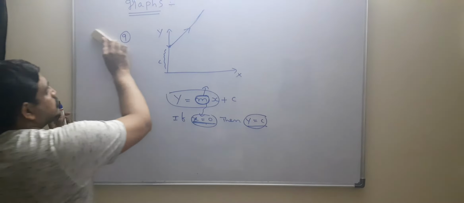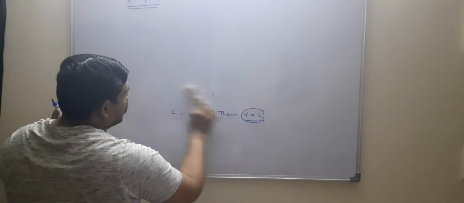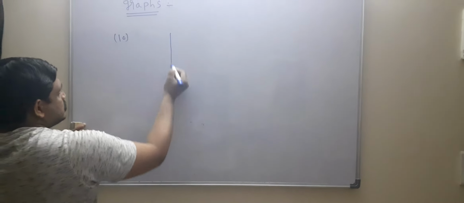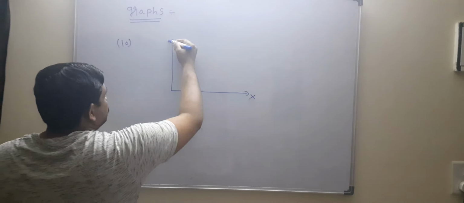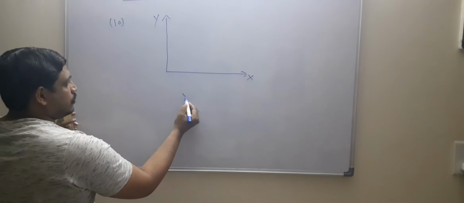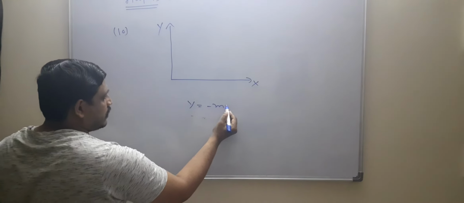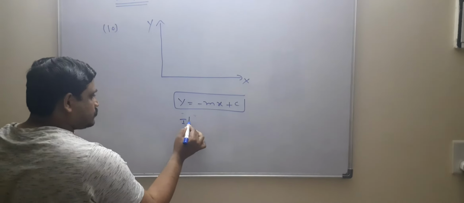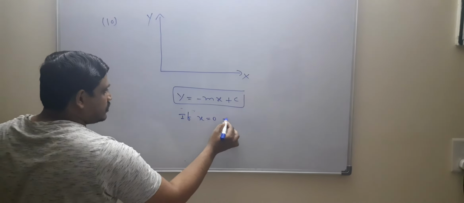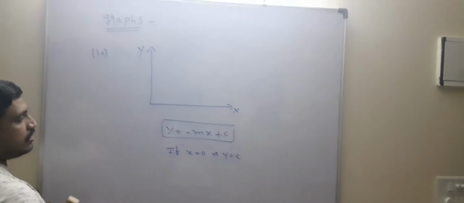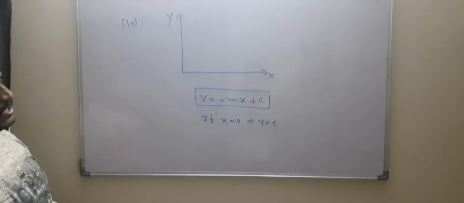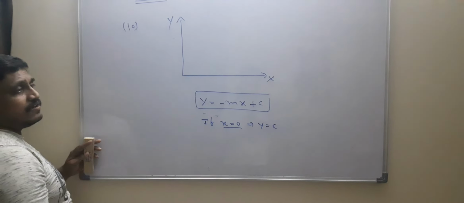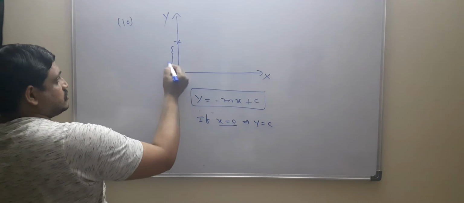Next, the last graph, a very important graph. The 10th graph, look here. This is the x-axis. This is the y-axis. For example, y equal to minus x plus c. Suppose here also we first substitute x as 0. What is the y value? c. Look here, Nana. Here x is 0 means the point lies on the y-axis. This value here is c.